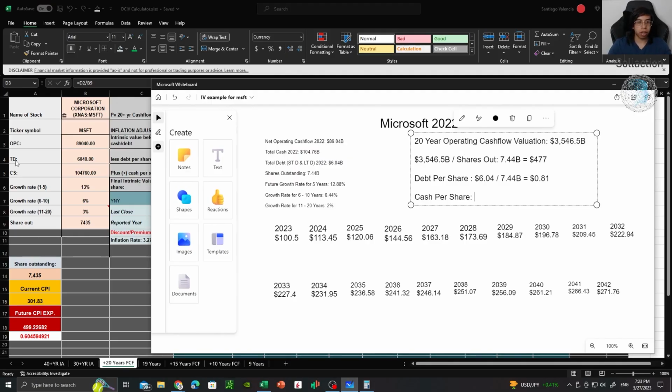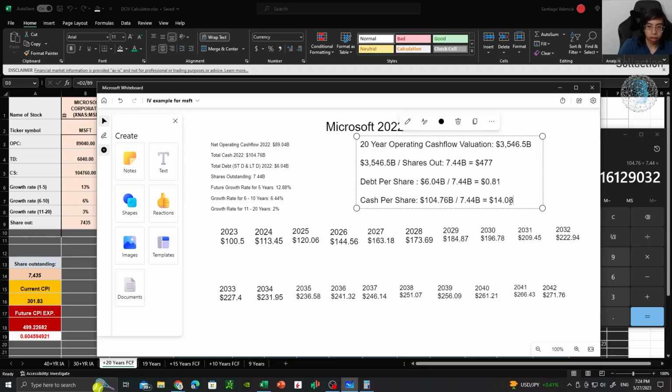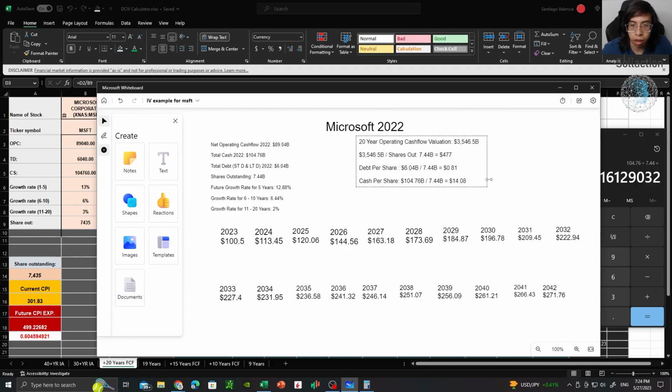But the cash per share is about 104.76 divided by 7.44 billion, and I forgot to put billion here too, equals about, let's see, 104.76 divided by 7.44. Okay, it's about $14.08. That means that each shareholder has cash from the statement, $14 in extra. $14.08.